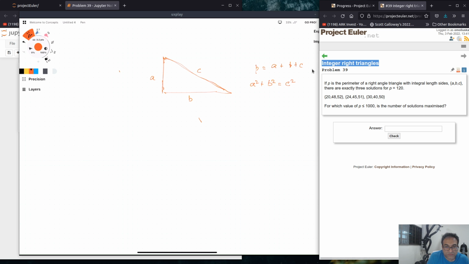All right, so now for P equals 120. If P equals 120, then a plus b plus c is going to be equal to 120. So we have to loop over a and b, and given a and b, we will be able to find c. All right, a and b. Okay, let me see.